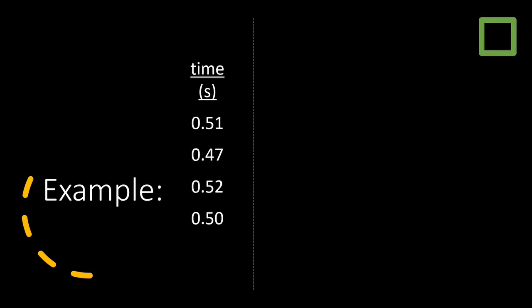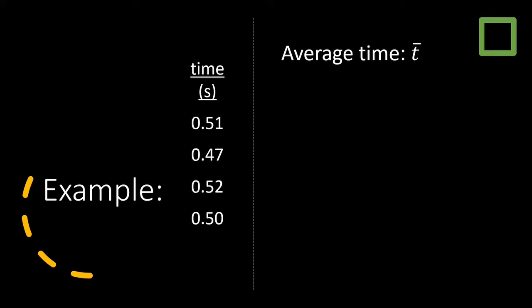Now the question is, which one of these is the best time that I have to use? For example, if I'm using this time to calculate another quantity. The answer is none of them. To get the best number to use for another calculation, or to report the result of my experiment, we calculate something called the average.